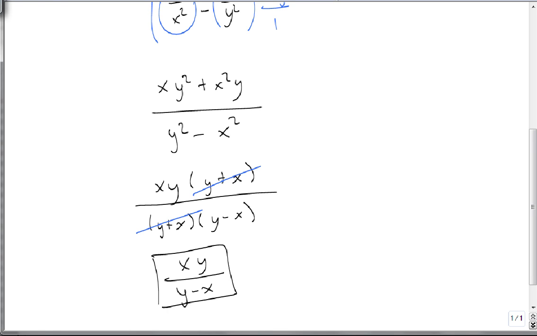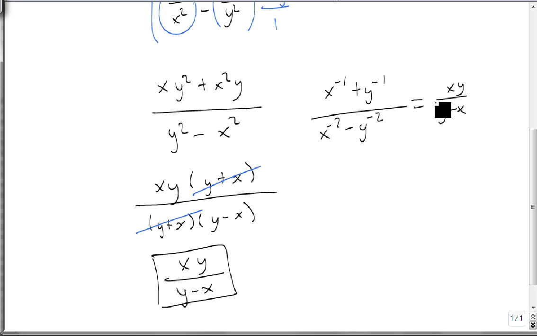And here's the correct answer. So x to the minus 1 plus y to the minus 1 over x to the minus 2 minus y to the minus 2 equals xy over y minus x. All of our powers are now positive. We don't have any extra rationals inside of rationals. And we've simplified it as far as we can.